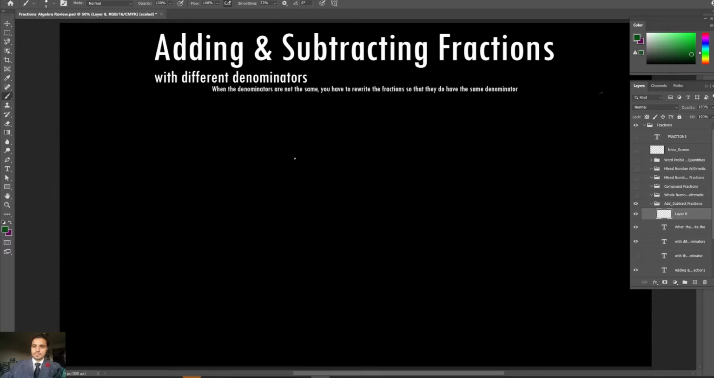Okay, so let's say we have 8 over 15 minus 1 over 2. So what do we do? Well, we have to find the least common multiple. So let's write down the multiples of 2: 2 times 1 is 2, 2 times 2 is 4, 2 times 3 is 6, 2 times 4 is 8, 2 times 5 is 10, 2 times 6 is 12, right?